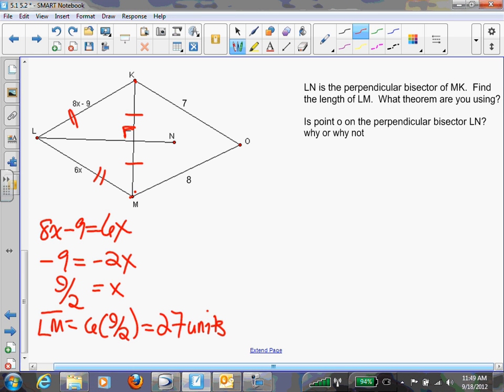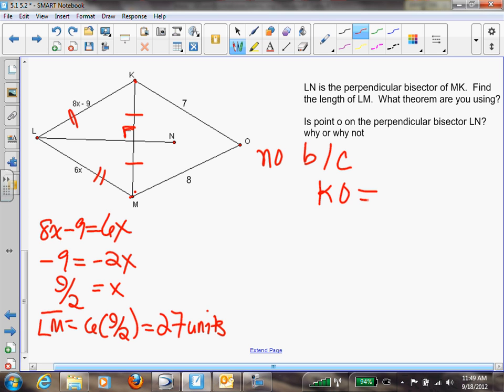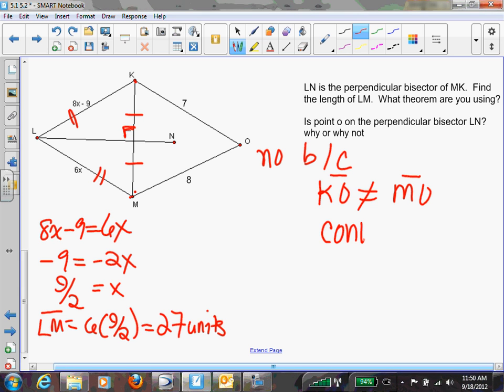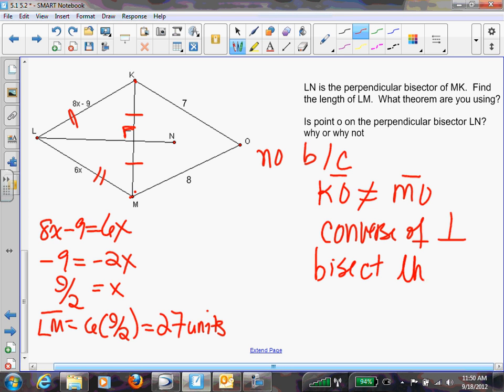So, is O going to fall on the perpendicular bisector? Because of the converse of the perpendicular bisector. So it's no, because KO does not equal MO. And that's the converse of the perpendicular bisector theorem.